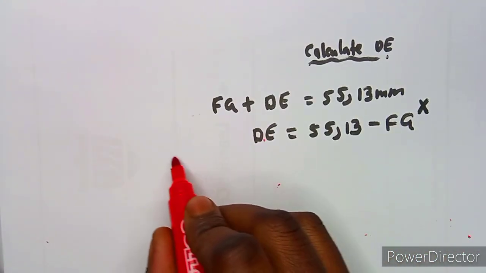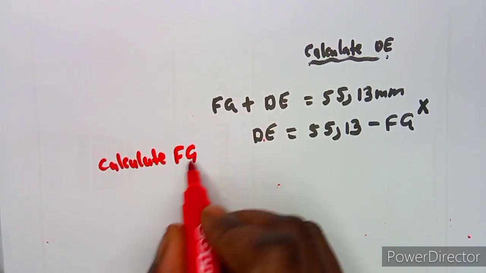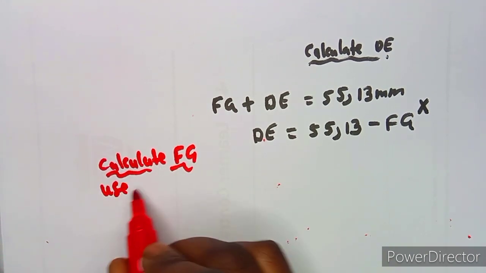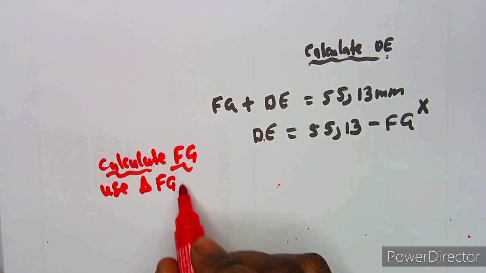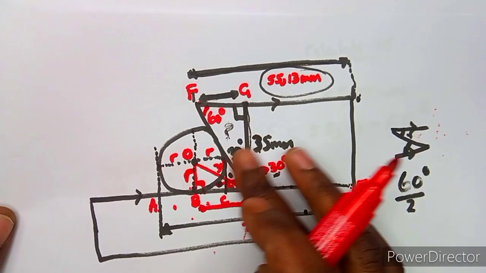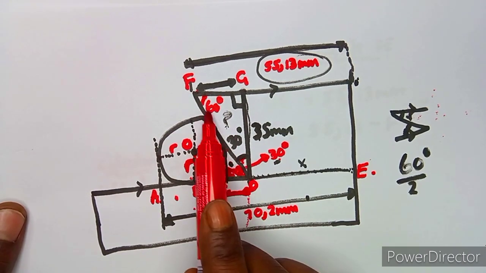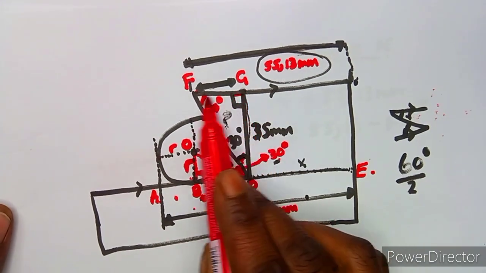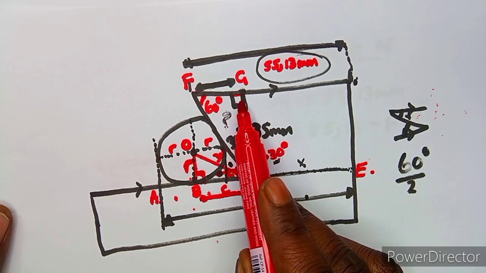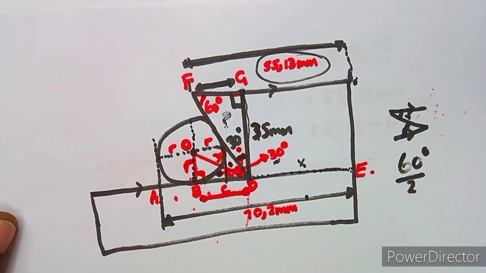So in this case, let's write it here: calculate FG. We use a triangle. Which triangle are we going to use? Let's use this triangle FGD. Remember, we talked about this triangle before. Using this triangle, we can use this angle or you can use this 60, depending on which angle you want to use. As for me, I'm just going to use this angle. Remember, we said angles in a triangle add up to 180 degrees. That's how we determine this angle here. Remember the first angle that I talked about.